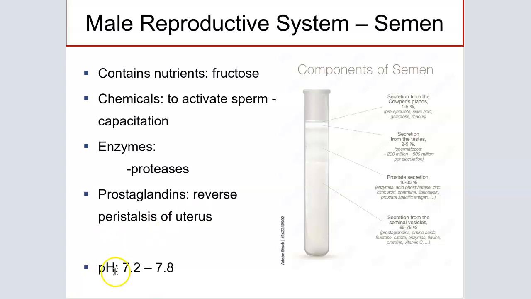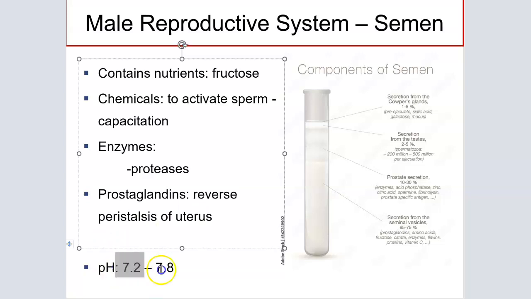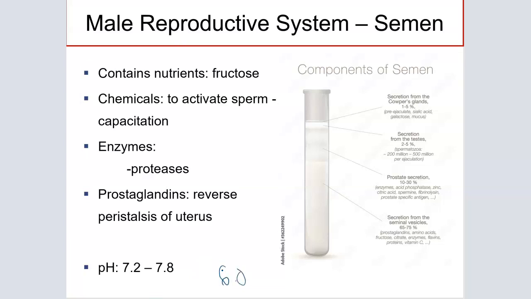We do know that the pH of the semen is slightly alkaline, 7.2 to 7.8, because we know that sperm do not do well if the pH gets to around 6 or less. The sperm don't survive very well. So we want to have a nice alkaline fluid for those sperm to be transported in. So this wraps up our lecture on the male reproductive system anatomy.